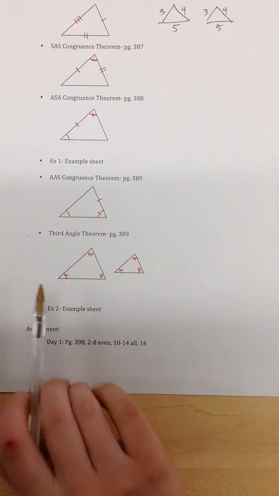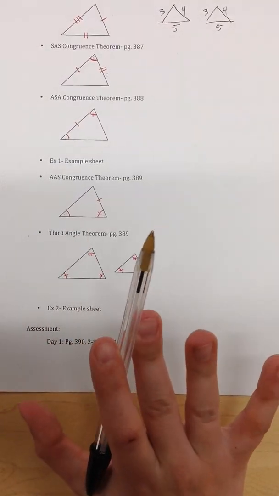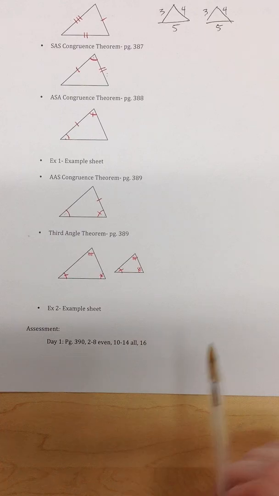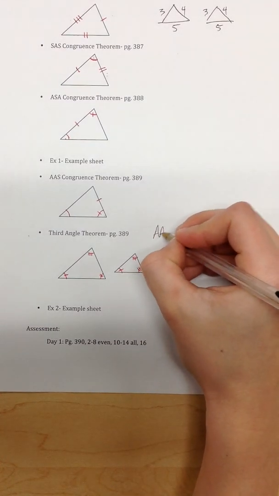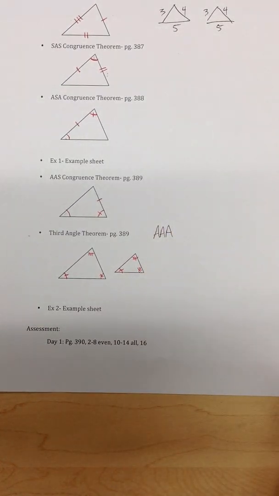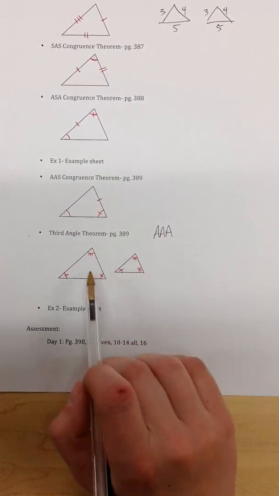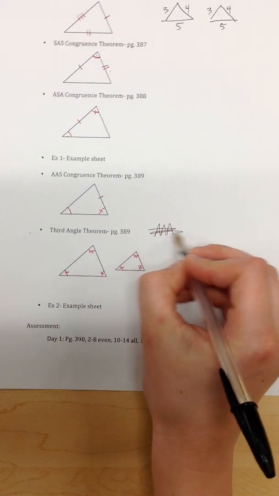Now this last one here, third angle theorem, is a little bit different. So it's basically thinking of a situation that's like angle, angle, angle, because it's got if two triangles have two pairs of angles congruent, then their third pair of angles is congruent. So this one is not saying that angle, angle, angle produces congruent triangles, because it does not.